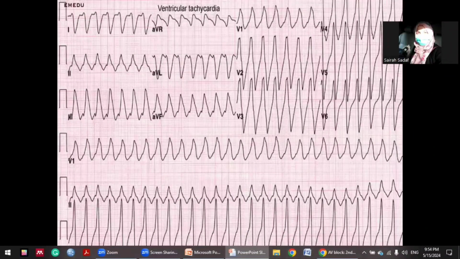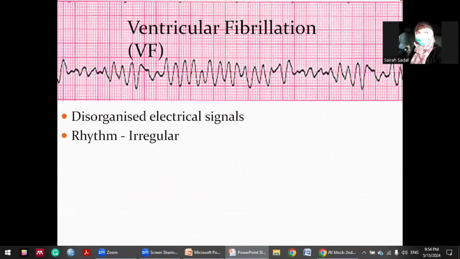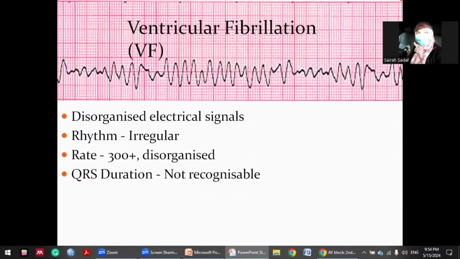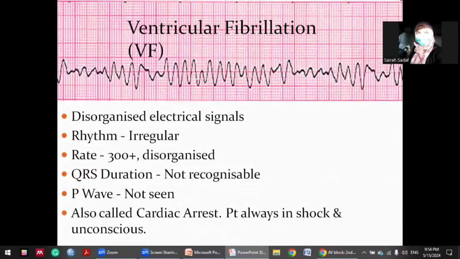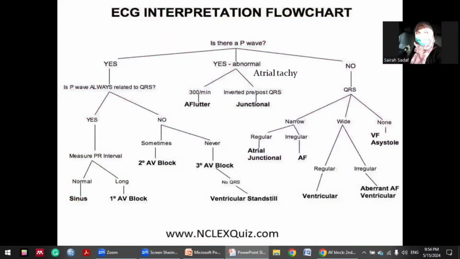These are different morphologies, different appearances of ventricular tachycardia and different waveforms. Ventricular fibrillation, also known as the cardiac arrest kind of ECG: disorganized electrical signals, irregular rhythm, of course, rate more than 300, disorganized and cannot be calculated, duration not recognizable, no P wave, also known as cardiac arrest. This is, of course, asystole.